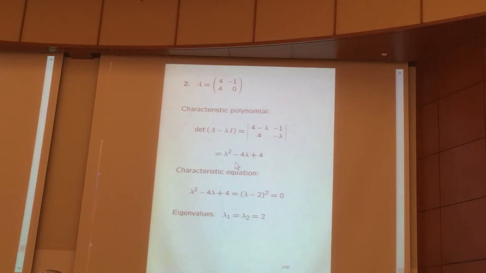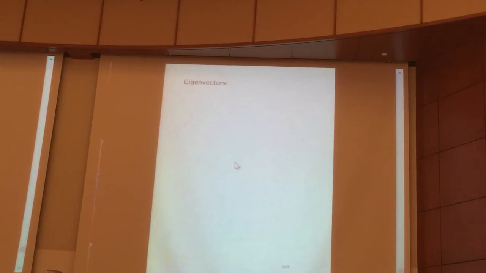Okay, so we got the eigenvalues. Now we want to find the eigenvectors, and I'm going to write down again, A minus lambda I, which is 4 minus lambda, minus 1, 1, 4 minus lambda. I only got one eigenvalue, so we'll see what we get in terms of eigenvectors. So we put lambda 1 equal to 2, and we look at A minus 2I.